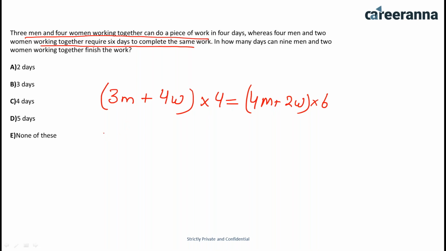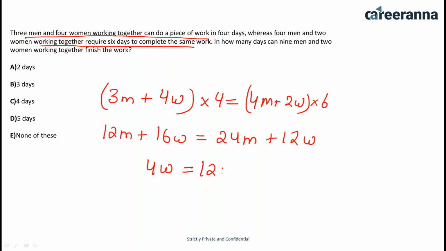So if you solve this, it will become 12m plus 16w is equal to 24m plus 12w. Now if you solve 24 minus 12 and 16 minus 12, this will become 4 women is equal to 12 men. So w is equal to 3 men. So you can say a woman is equal to 3 men. This is what we are getting. So the ratio of women to men is going to be 3:1.